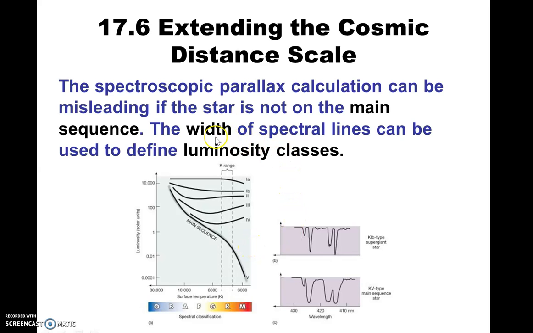The big thing is the width of the spectral lines. From the width of the spectral lines, we can tell. People have been looking at this stuff for 100 years, so we know this pretty well now. We've been measuring these things for quite a while, and so you come across some star that nobody has looked at before.